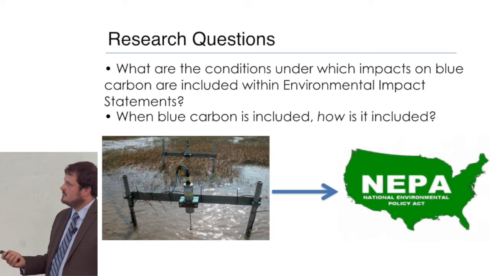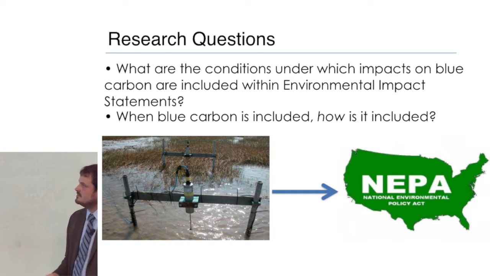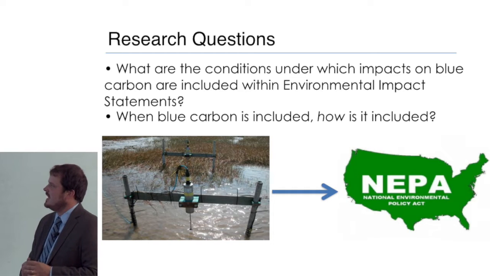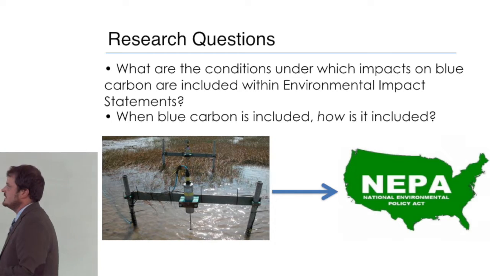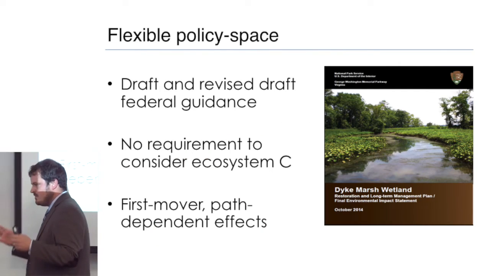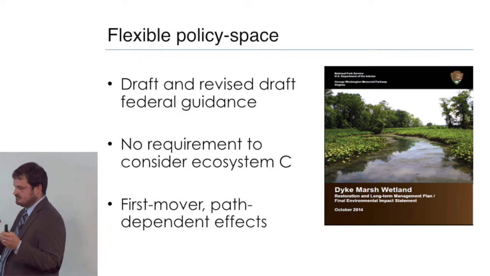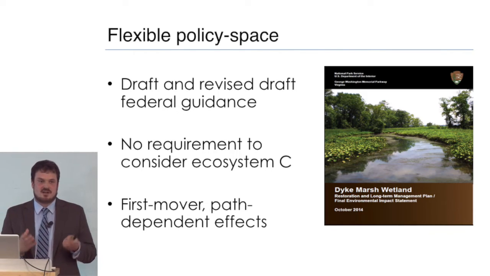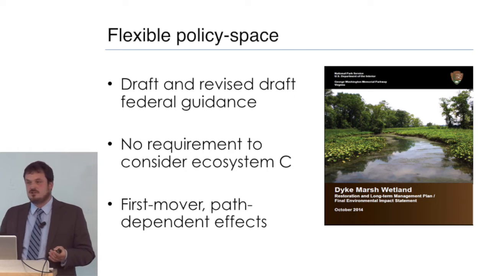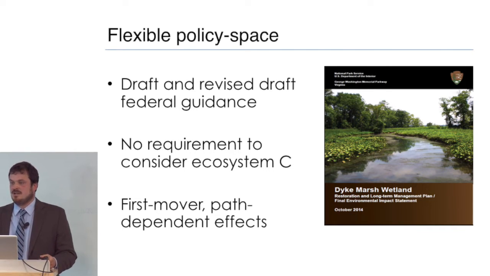And so the research questions I'm looking at here are, well, how is blue carbon talked about within these environmental impact statements? What are the conditions under which impacts on blue carbon are included within environmental impact statements? And when blue carbon is included, how is it included? Right now, there's no formal required guidance on how to treat blue carbon or any kind of carbon sequestration ecosystem services within environmental impact statements. What there has been are 2 rounds of draft guidance from the Council on Environmental Quality, which is in the White House, that provides this guidance, right?